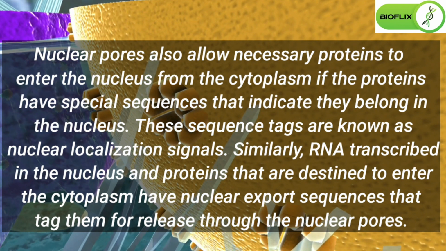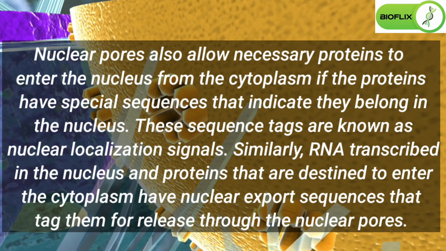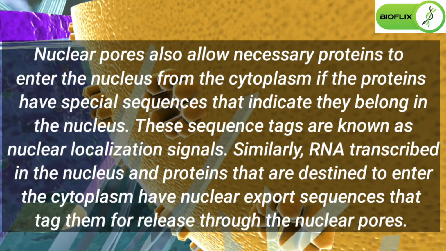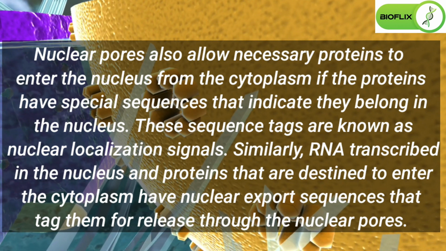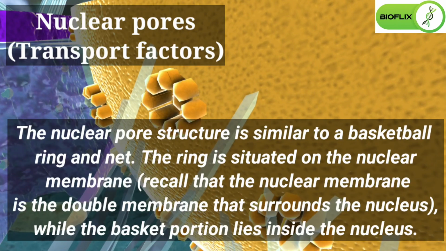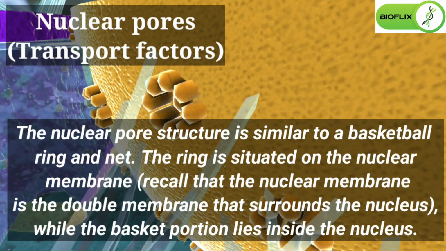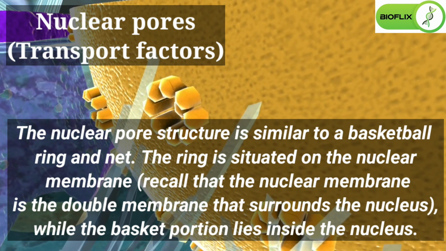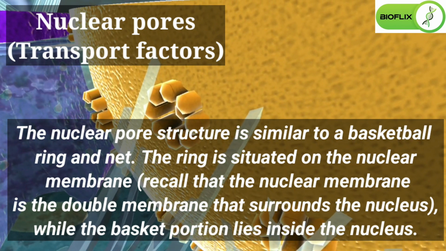Similarly, RNA transcribed in the nucleus and proteins that are destined to enter the cytoplasm have nuclear export sequences that tag them for release through the nuclear pores. The nuclear pore structure is similar to a basketball ring and net. The ring is situated on the nuclear membrane.